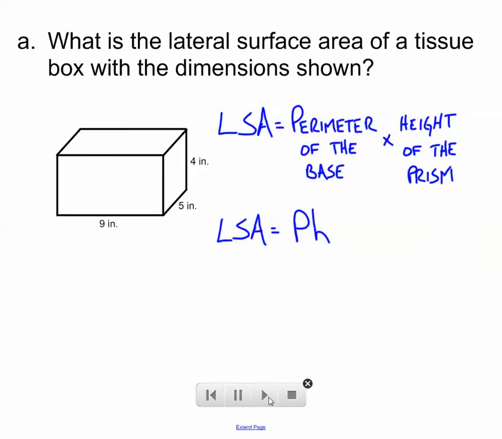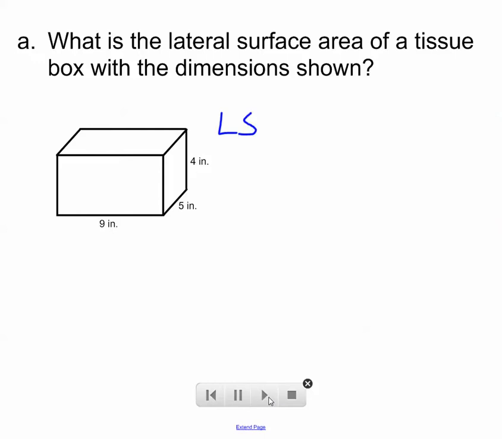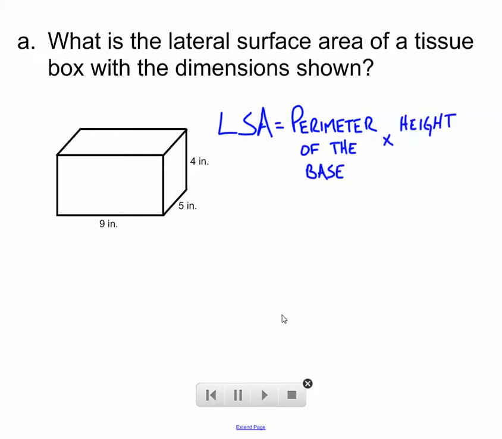All right. So in this case, the base, oh, I'm sorry. Didn't know that would happen. I thought it would just pick right up where I left off. That's fine. So lateral surface area is the perimeter of the base times the height of the prism. That can be abbreviated to P times H.